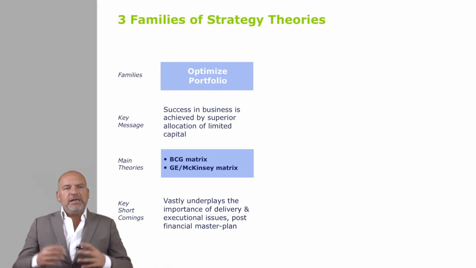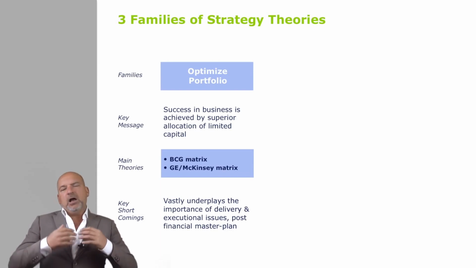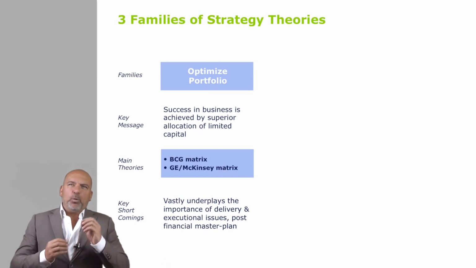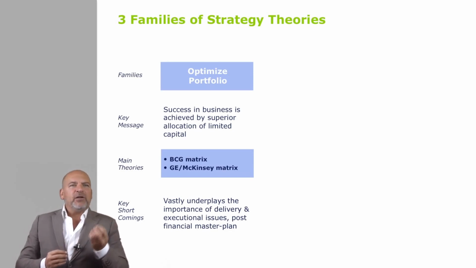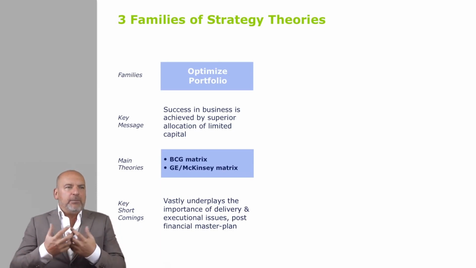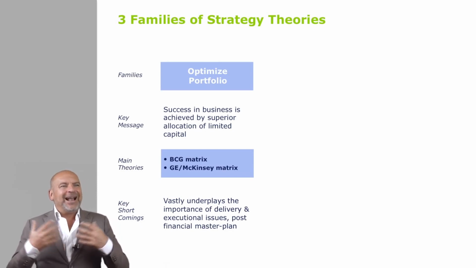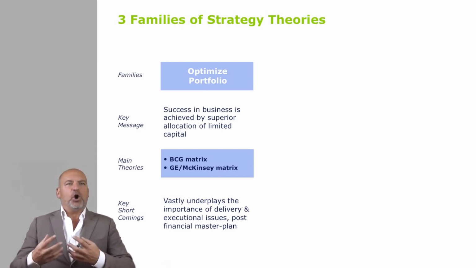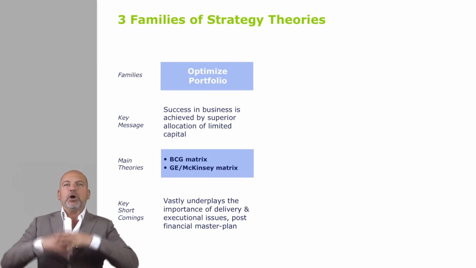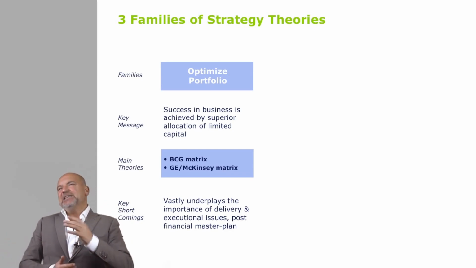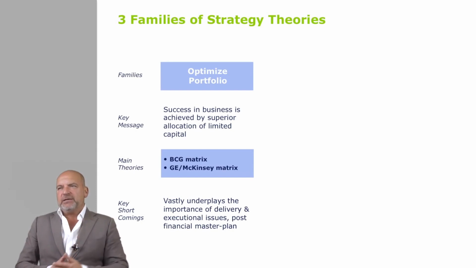Optimized portfolio as a family started in the 70s. Lots of theories have been added to that since. But one of the things it does is it tends to appeal very strongly to people with a financial background. As you can tell, optimized portfolio is a kind of way to look at business that says the finance director is God. Finance director moves things around, company succeeds better. It's difficult when you're a finance director to say, no, I don't want to subscribe to that theory.